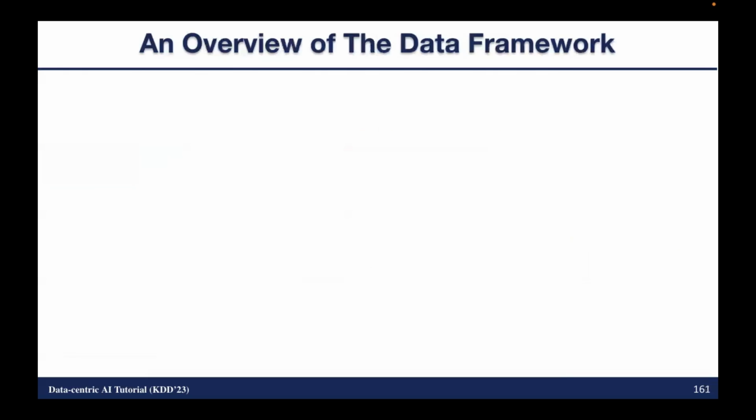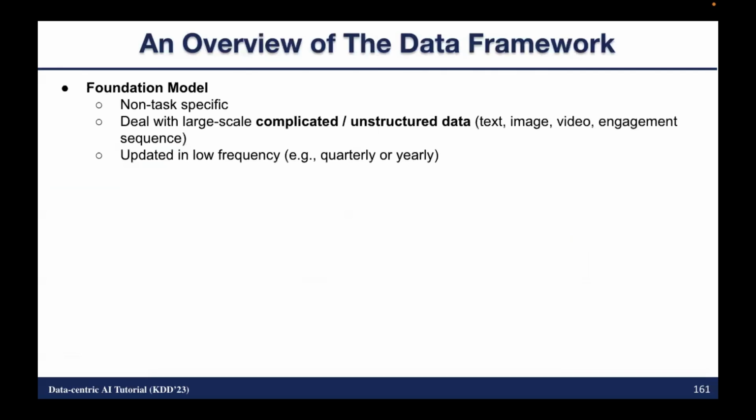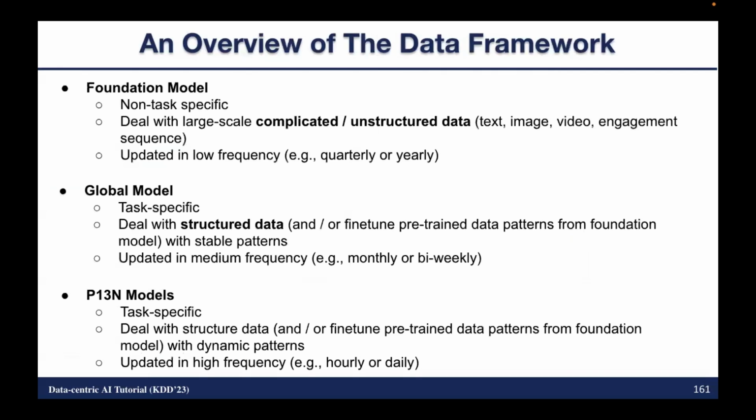Okay. So we talked about foundation model, global model, and the personalization model, and I just put everything together. Now, what's the difference and what's their role here? For foundation model, first of all, it is not very task specific. Of course, there is still a loss function we need to define, but compared to other models, it's not very task specific. It is to deal with large scale, complicated, unstructured data most of the time, and it is updated at a very low frequency, sometimes quarterly to yearly.